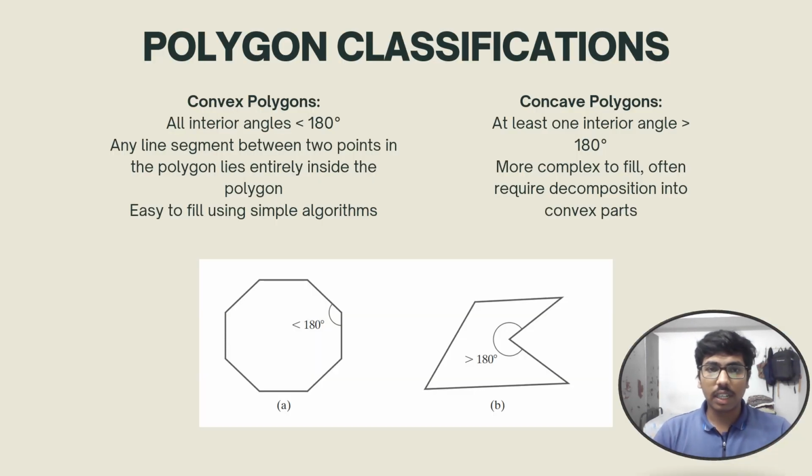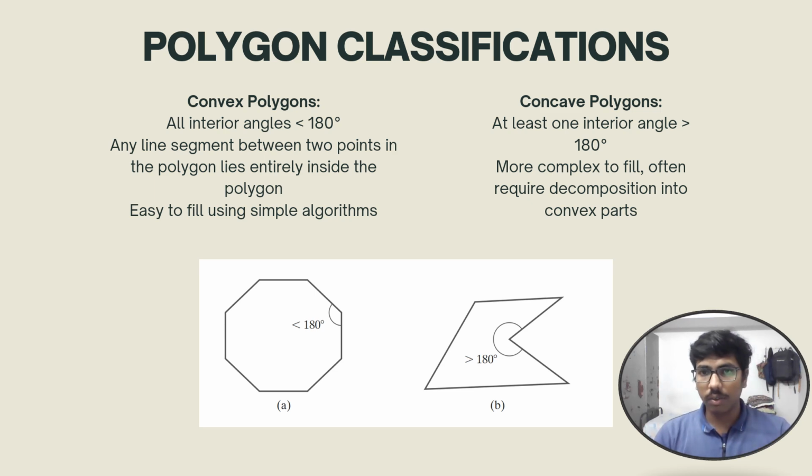Polygons are generally classified into two types: convex and concave polygons. In convex polygons, all the interior angles are less than 180 degrees. Any line segment between 2 points in the polygon lies entirely inside the polygon. So every angle made inside the polygon is always less than 180. It's very easy to fill using simple algorithms.